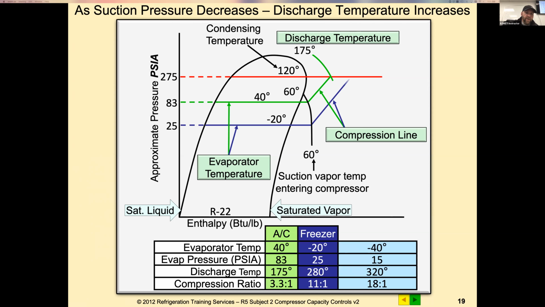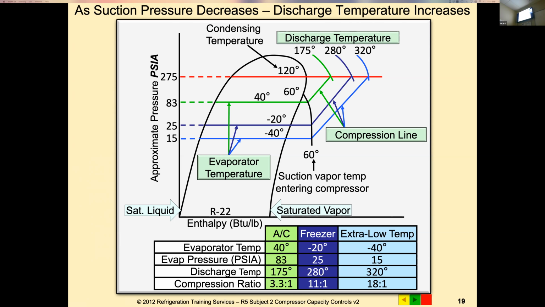If you see on that 40 degrees, your compression angled line is fairly short, so you get that 175. If you go down to 25 to -20, you see how much longer your compression line gets. So you're picking up a lot more heat during that compression process. And then if you go to a -40, that line gets even longer, and then you jump it up another 40 degrees to 320. So just that basic chart, as basic as it seems, really shows us where we're picking up that extra heat and why our temperature is increasing.